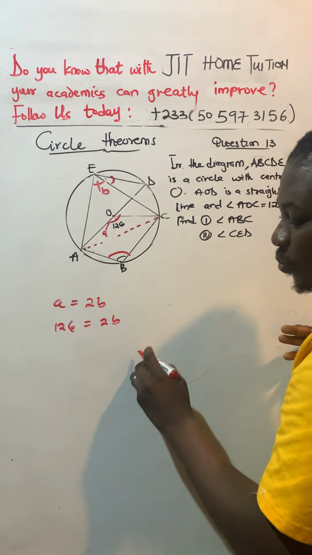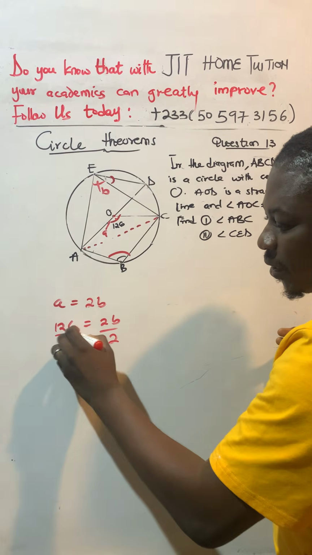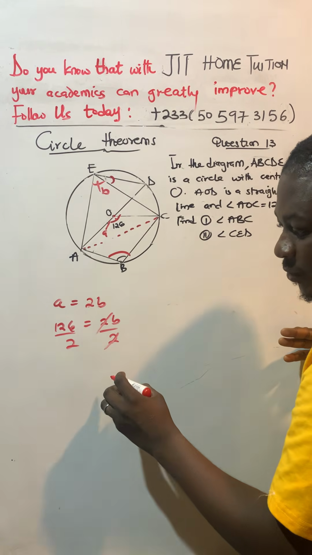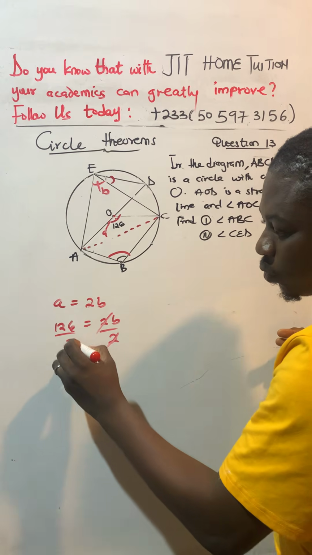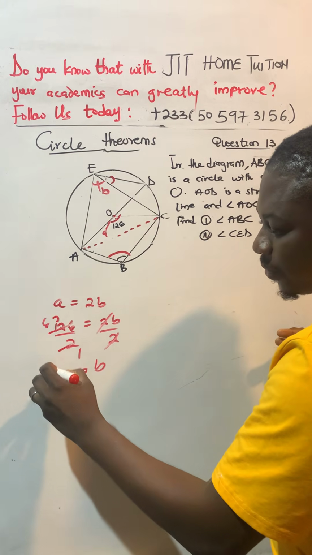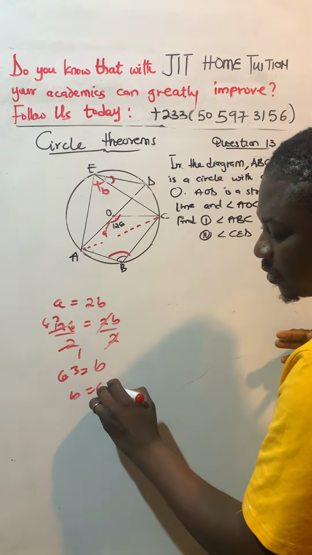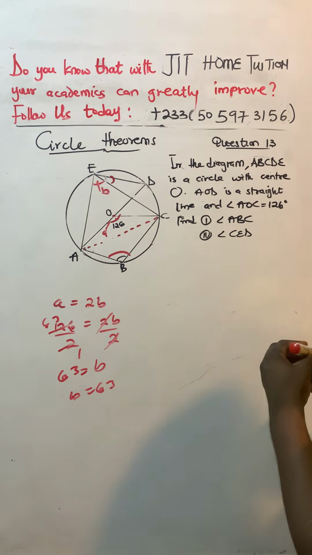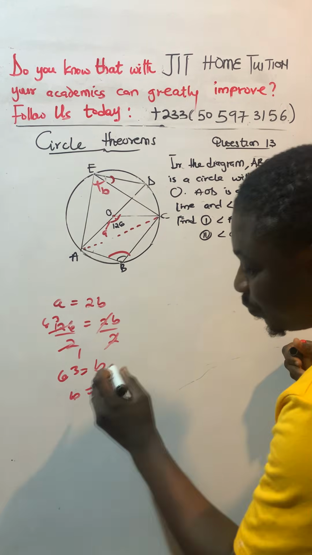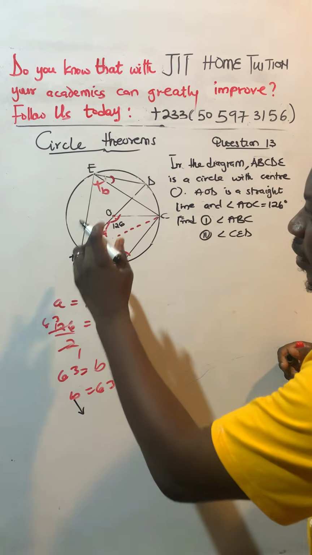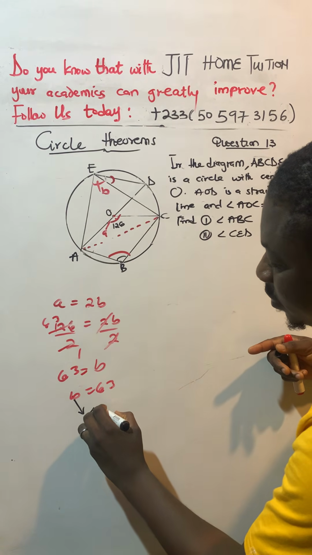However, A is equal to 126. So here it will be 2B. You divide both sides by the coefficient of B. Now, B will be equal to 126 over 2, which is 63. Therefore, the angle B will be equal to 63. B, we are the one who introduced it. However, B actually stands for angle AEC.